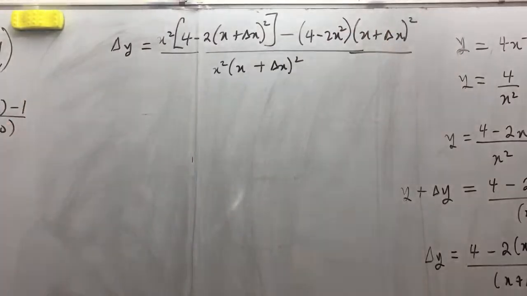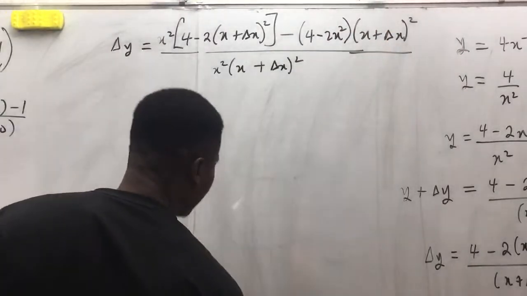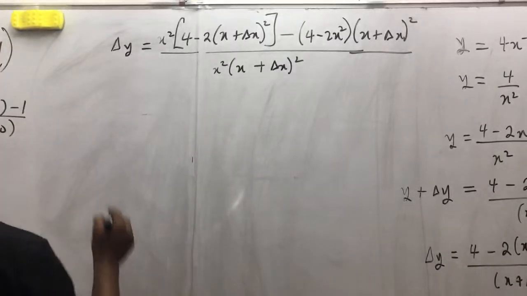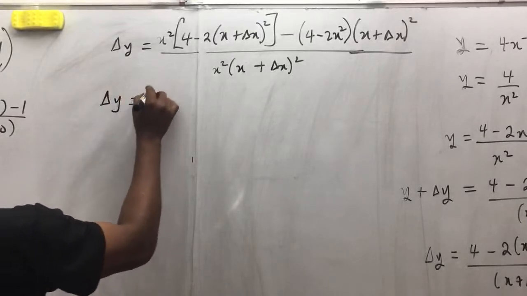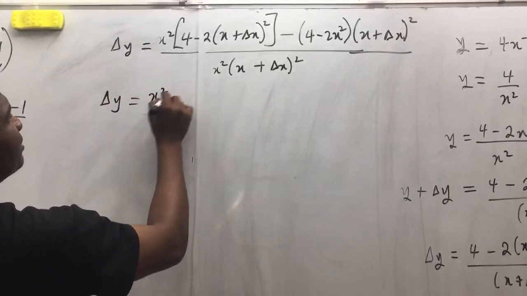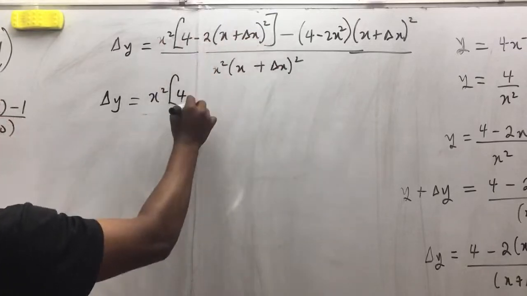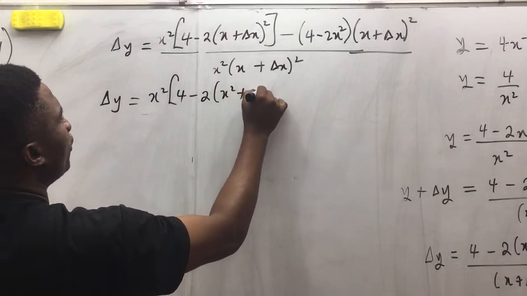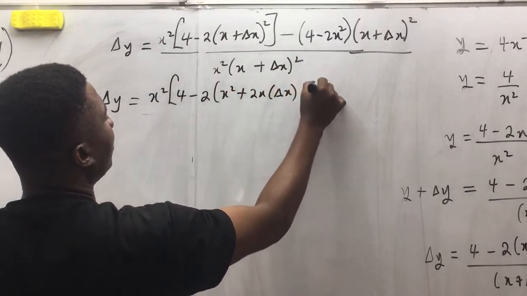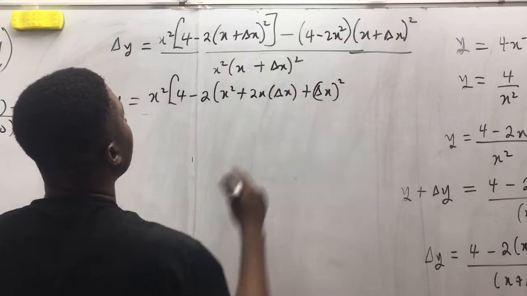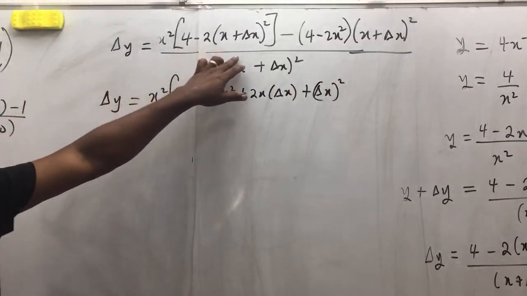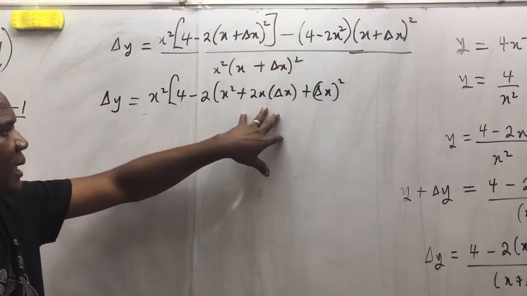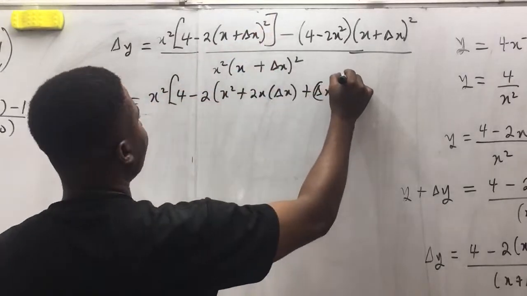Okay? Now, the next thing I'm going to do will be to expand. I'm going to expand what's in this bracket by doing this: 2 in bracket x squared plus 2x change in x plus change in x all squared. What I'm doing here at the moment is to expand x plus change in x all squared within this bracket, and that's what I've done.